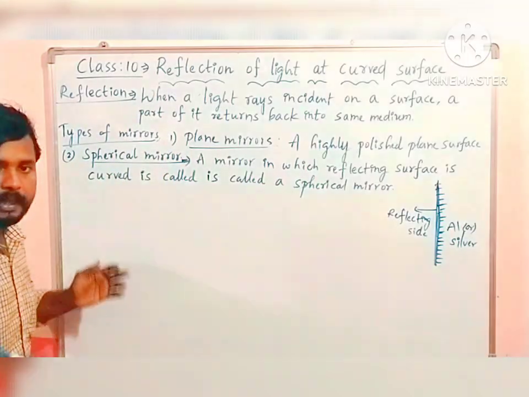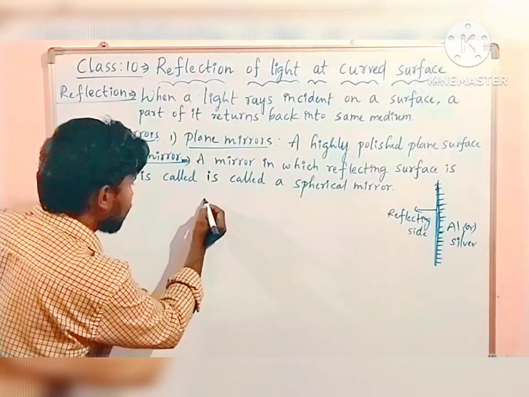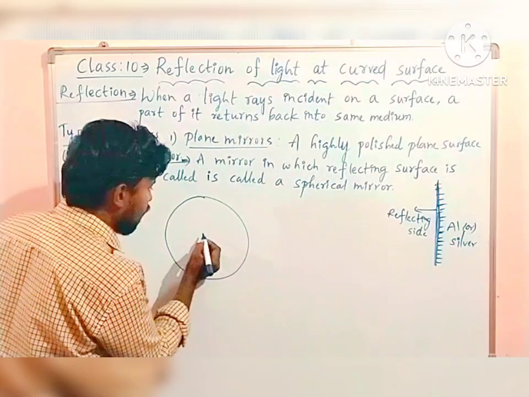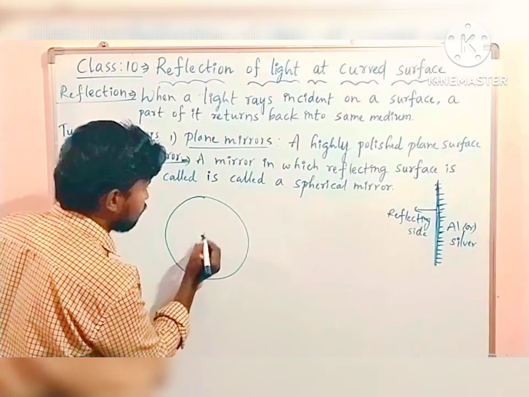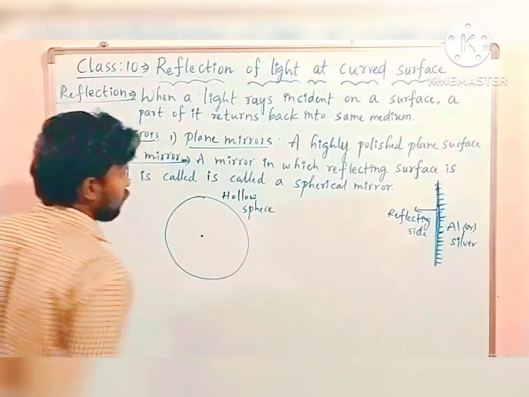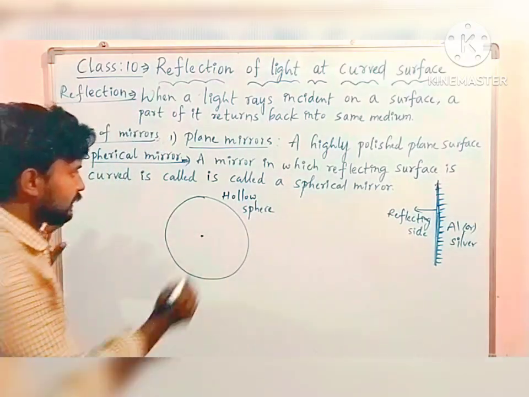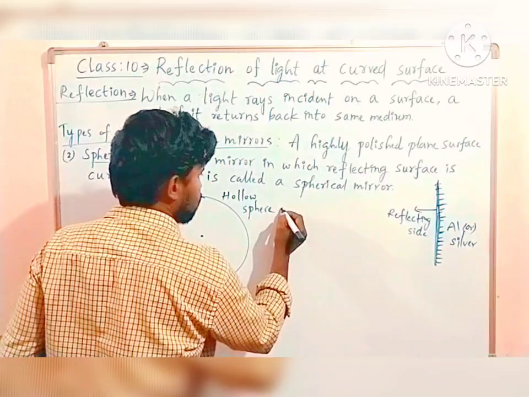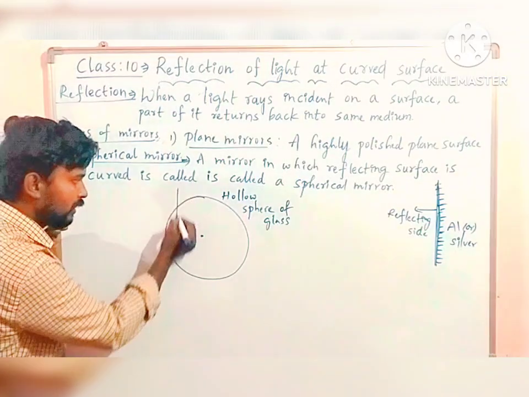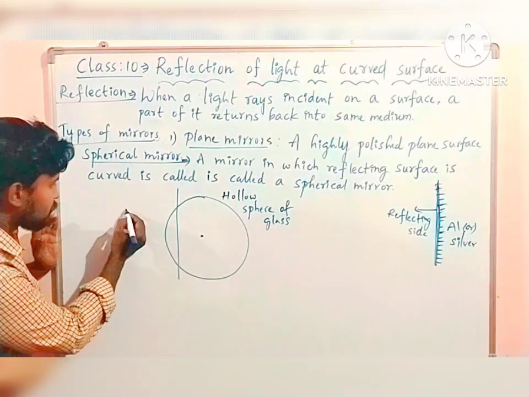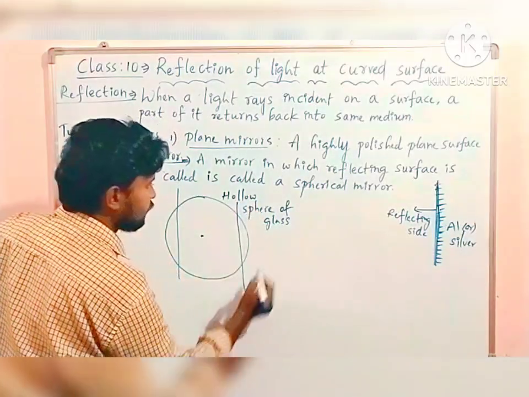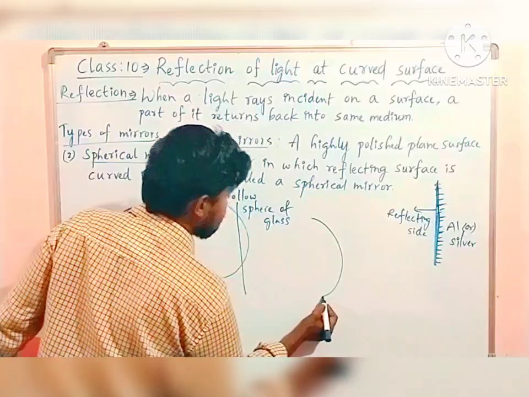So how can we make a spherical mirror? A spherical mirror is a part of a hollow sphere of glass. Imagine this is a hollow sphere of glass. This is the center of the hollow sphere. When we cut a small part from the hollow sphere of glass, this is a small part, and this is the other part.